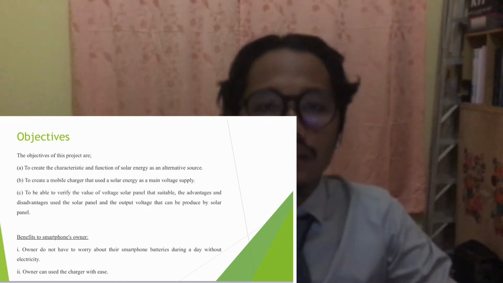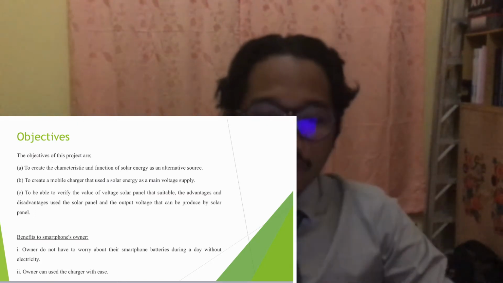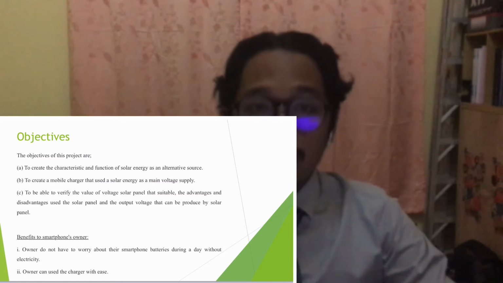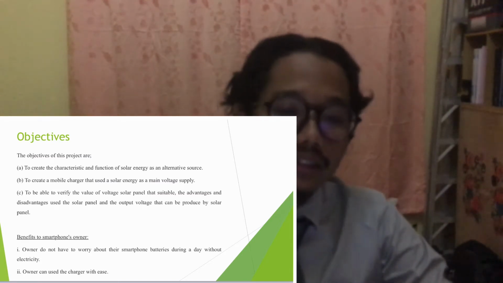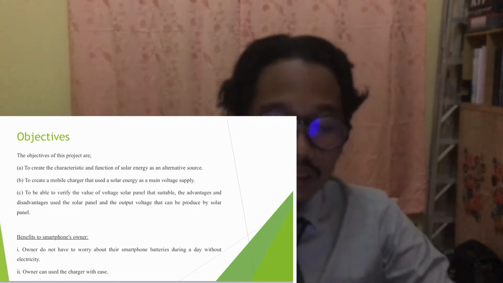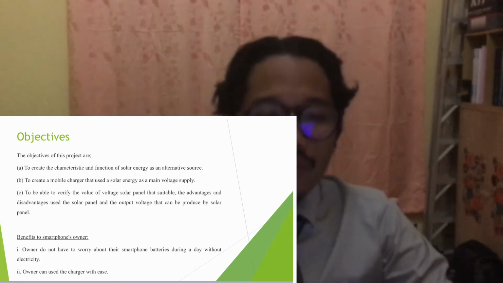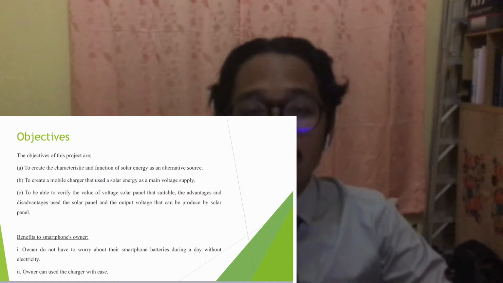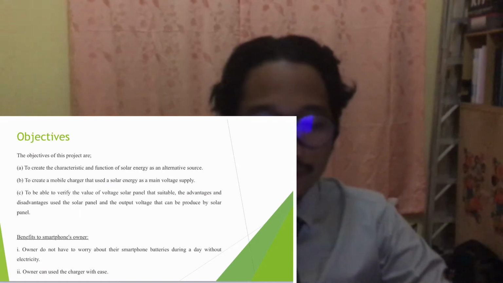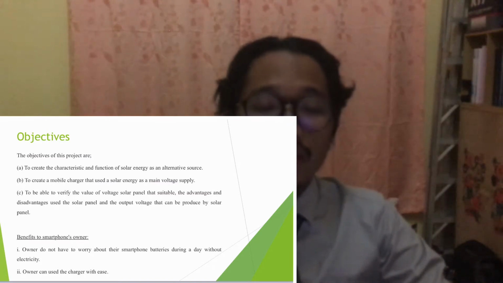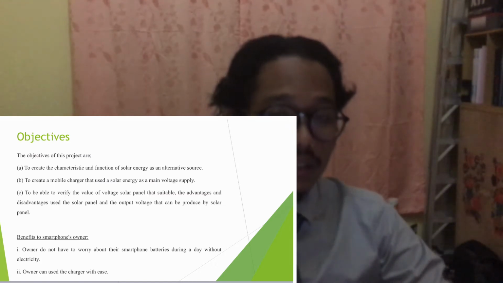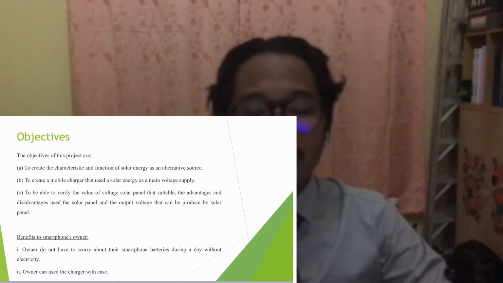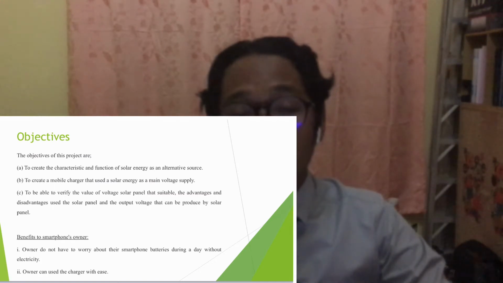Next, the objectives of this project. Firstly, to study the characteristics and function of solar energy as an alternative source. Second, to create a mobile charger that uses solar energy as the main voltage supply. Third, to verify the suitable voltage value of the solar panel, the advantages and disadvantages of using the solar panel, and the output voltage that can be produced by the solar panel.